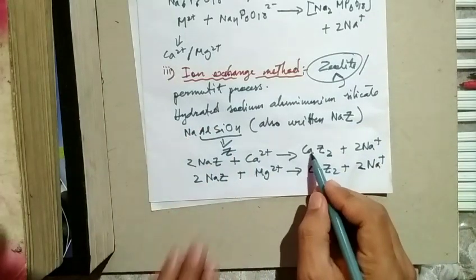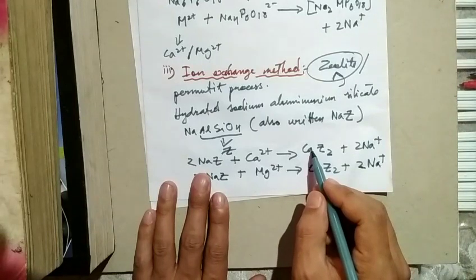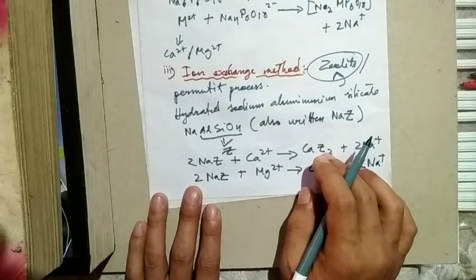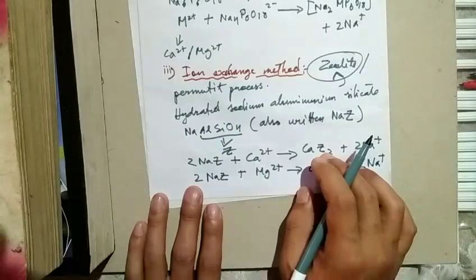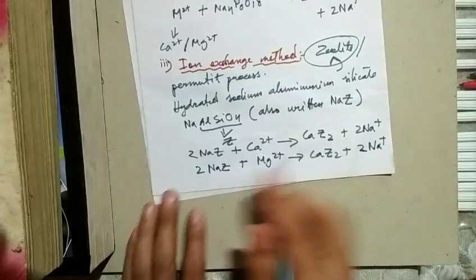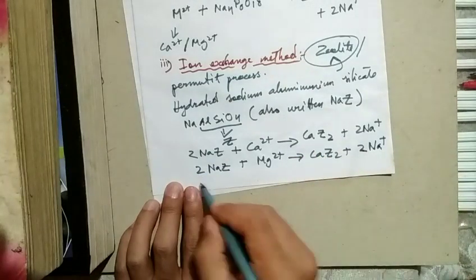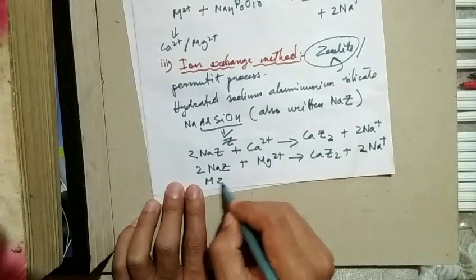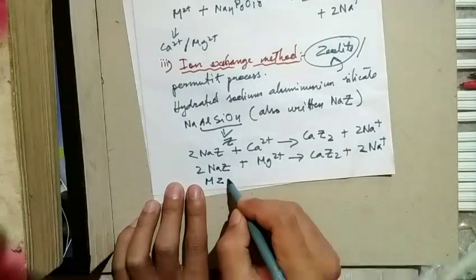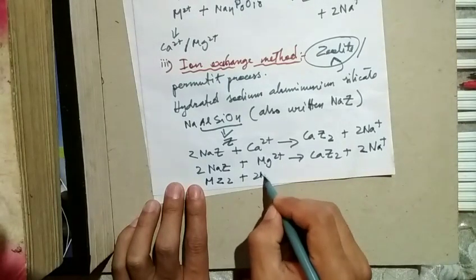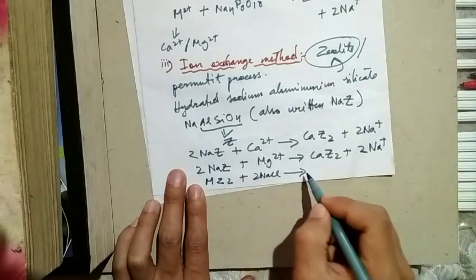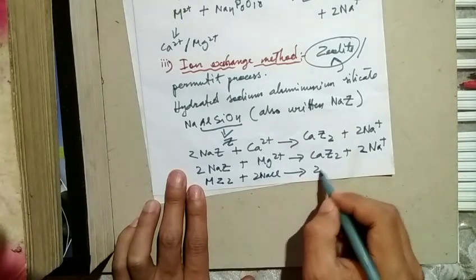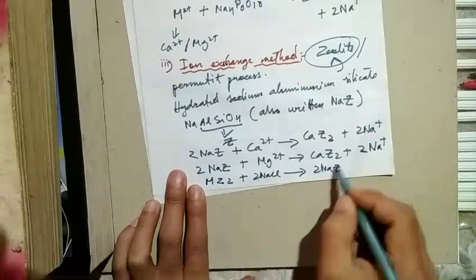We can use this to regenerate the zeolite again. Suppose let's take M for metal, MZ2 plus NaCl. When it is treated with NaCl, we can get back the zeolite, NaZ.